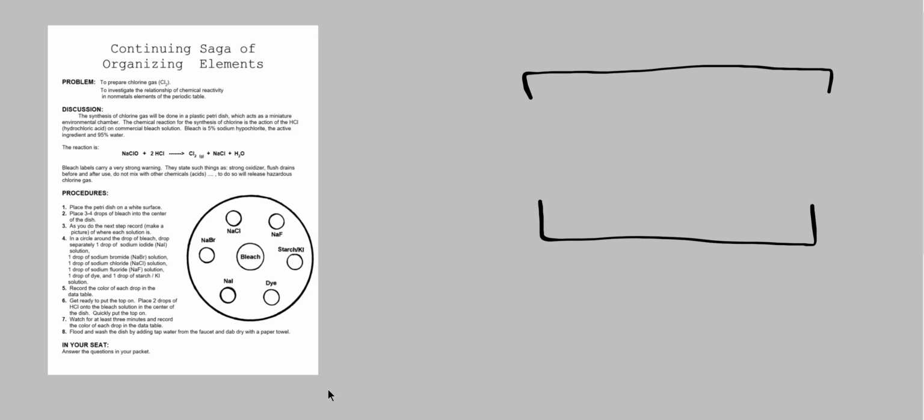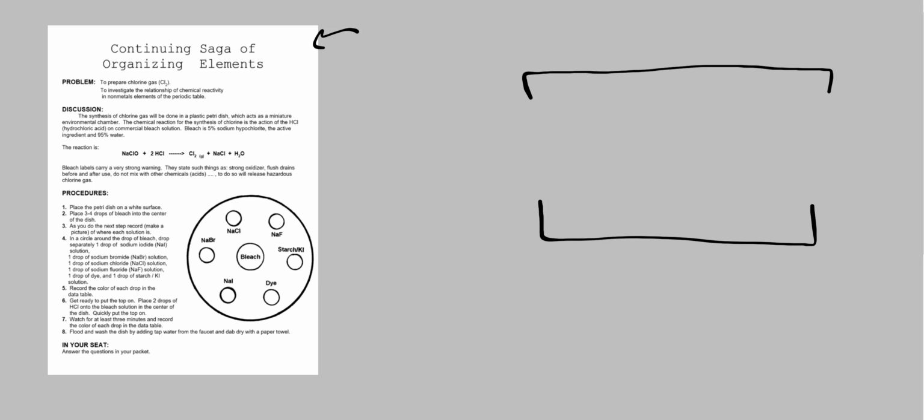Today, really for only about the next 10-15 minutes, you're going to do this lab activity called Continuing Saga of Organizing Elements. Inside the yellow folder, you'll find this paper. That's your lab instructions. This is really one of the easiest labs to set up for the year because you just take the instructions and put them on the lab table, and then you literally put the Petri dish right on top, right here, and then add the dots where it goes.